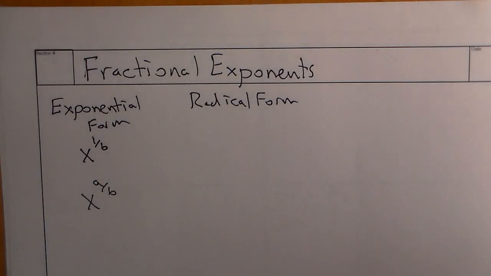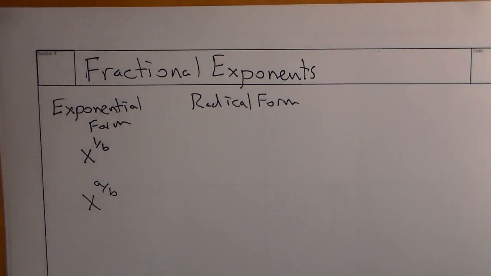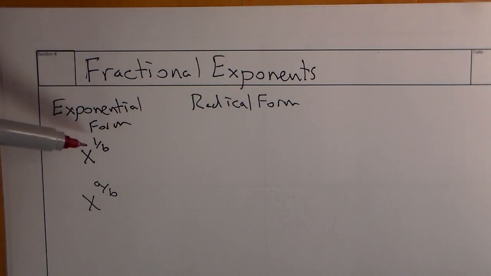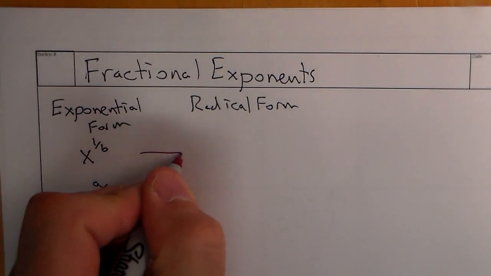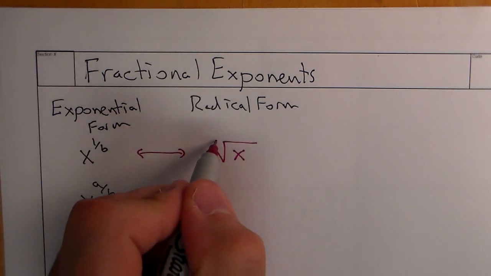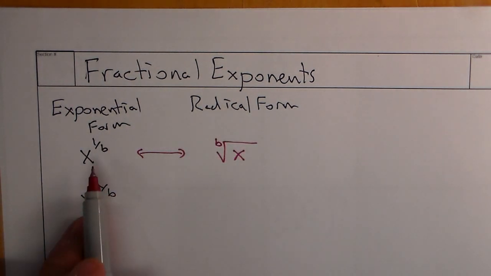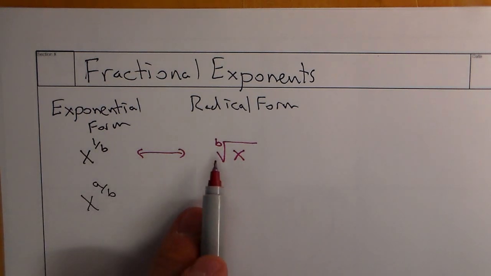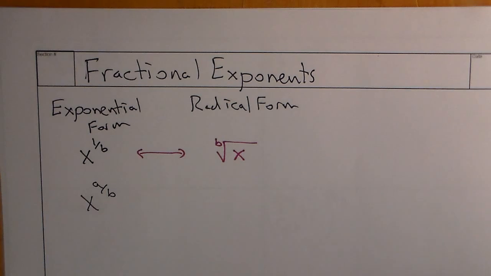So far we've been working with numbers in exponential form having exponents, and we've been working with numbers in radical form having radicals. Now we're going to have a way to work between the two and really see the relationships that exist. So if I start in exponential form and I have something as x to the 1 over b, I can have a fractional exponent. And what that represents is it becomes x within the radical and b is the index. So the denominator of the fractional exponent is the index within the radical.